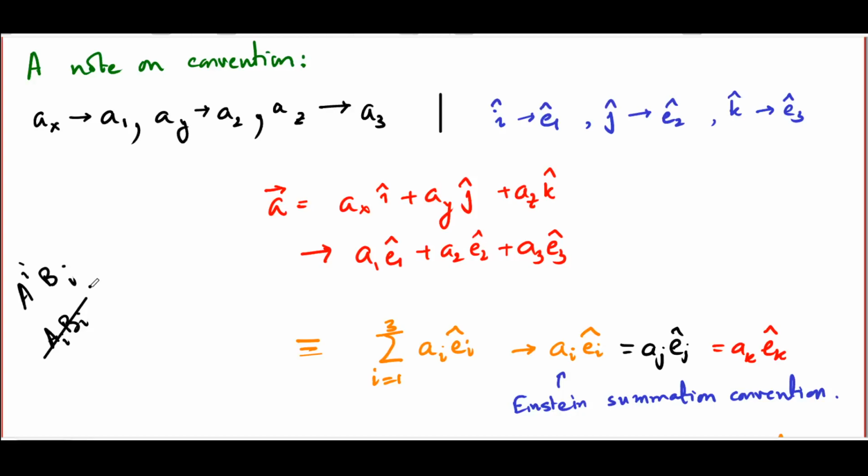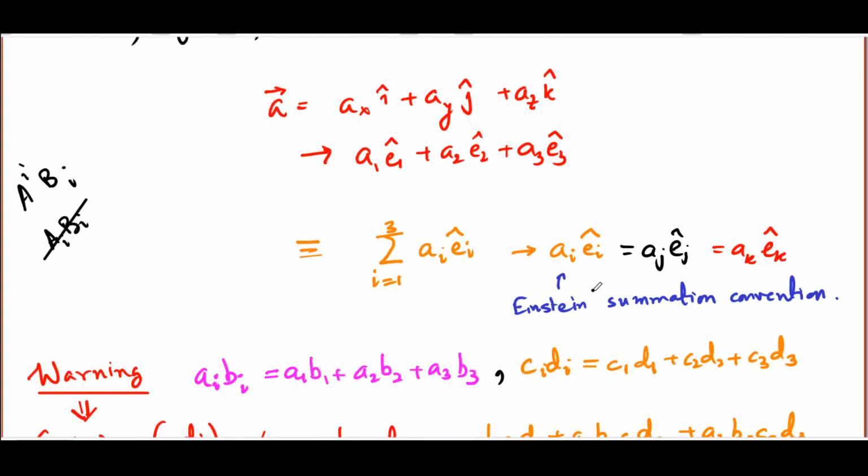Now this summation convention will be used not only for components and basis vectors, like in the case here. If you have something like A_i B_i, where A_i and B_i are numbers, A_i B_i will be read as A1B1 plus A2B2 plus A3B3. Similarly, C_i D_i will be C1D1 plus C2D2 plus C3D3.